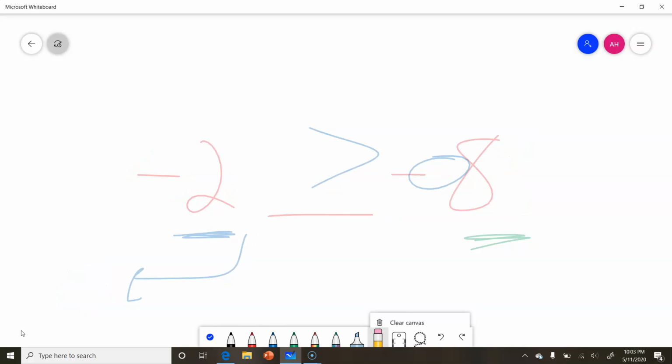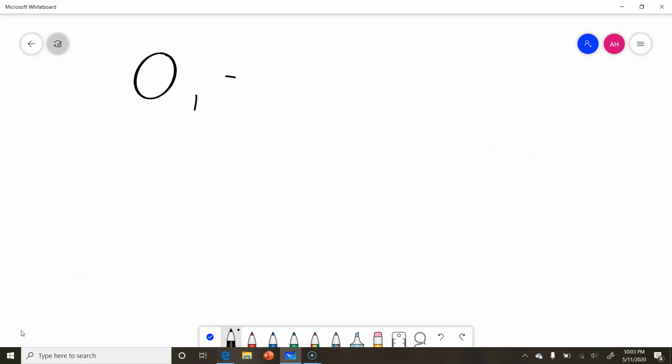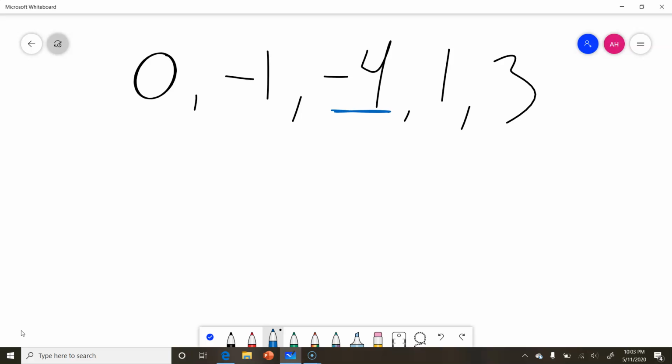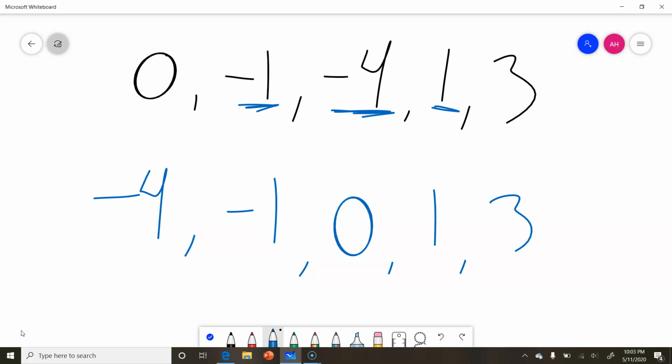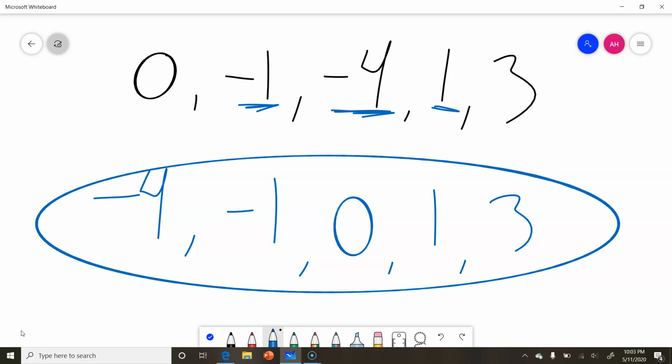And then if they give you a list to order, like 0, -1, -4, 1, and 3, all you do is take the biggest negative, which is -4, then the next biggest negative, -1, then 0, then 1, then 3. If you're going to put them in order, you did super well on that on the homework, so it's just going to be the same thing on the review. Not too bad. You guys got this part.